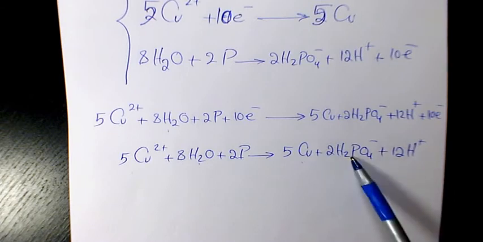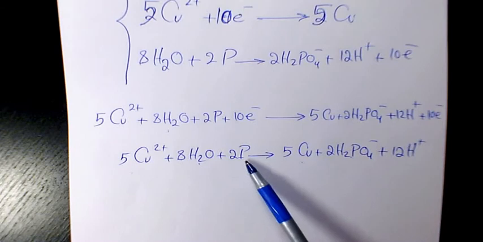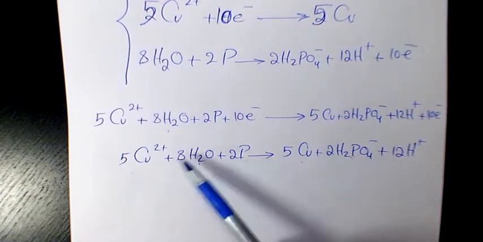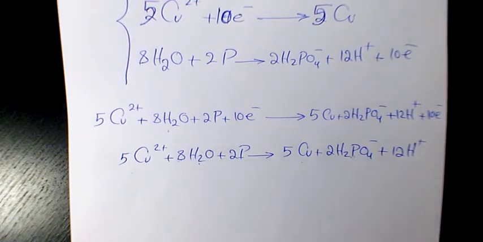Here we have 2 times 2, 4, plus 12, 16. We are good. Phosphorus, we have 2 in here, and 2 times 1, 2 here as well. We are good. Oxygen, 2 times 4, 8. And here we have 8 as well. So the atoms are balanced.